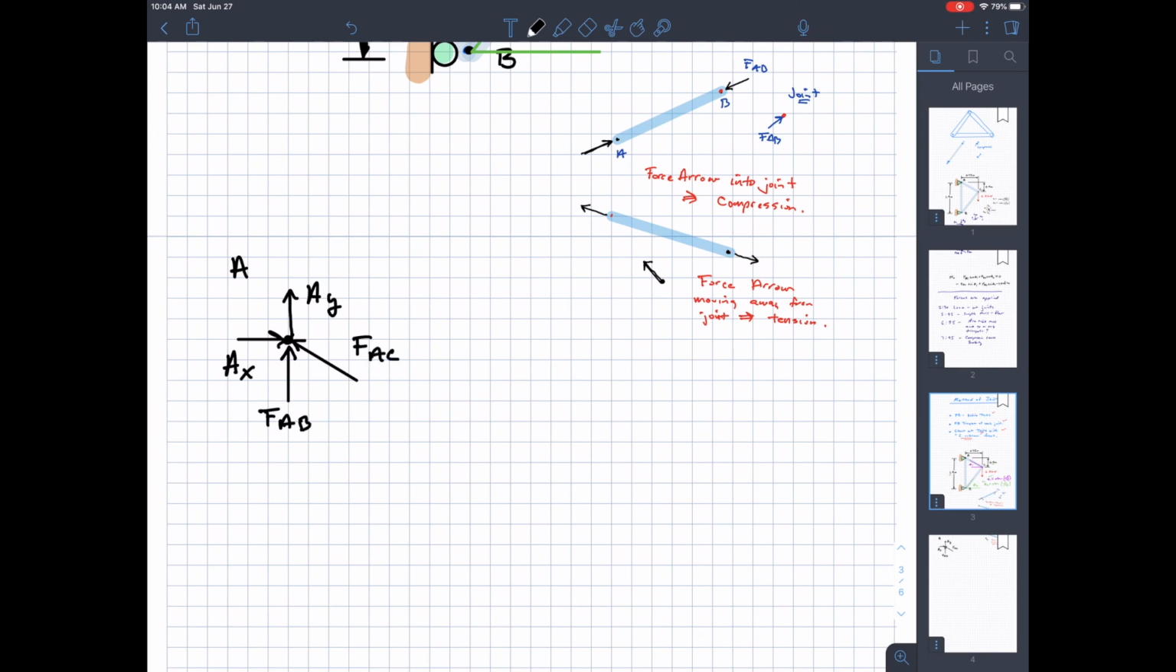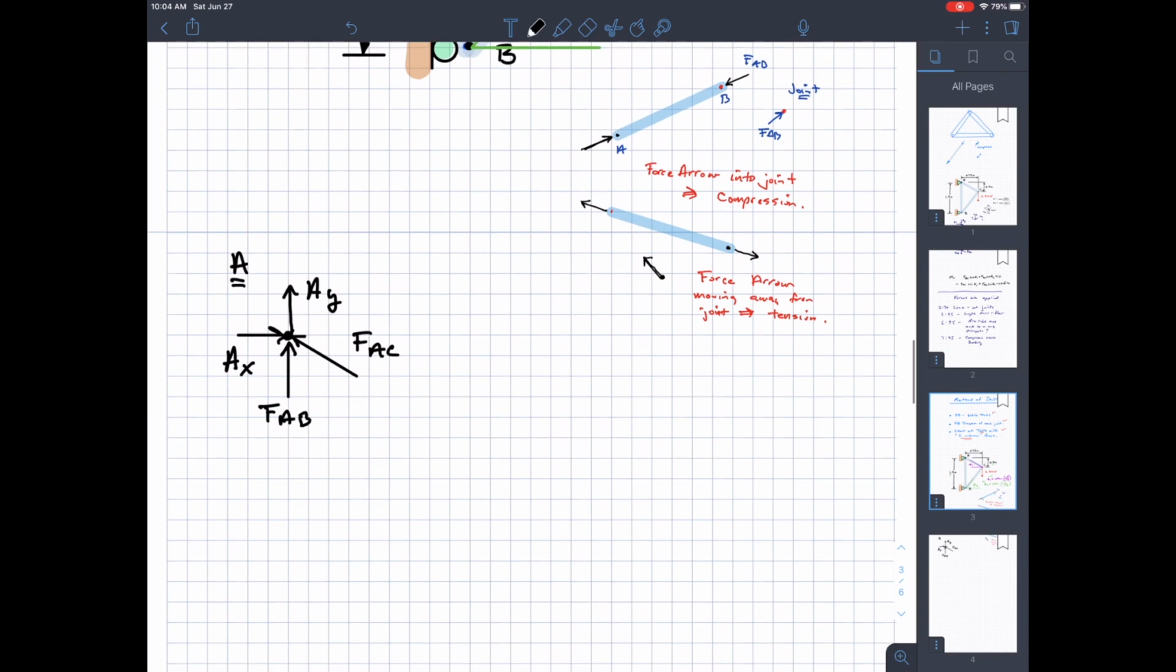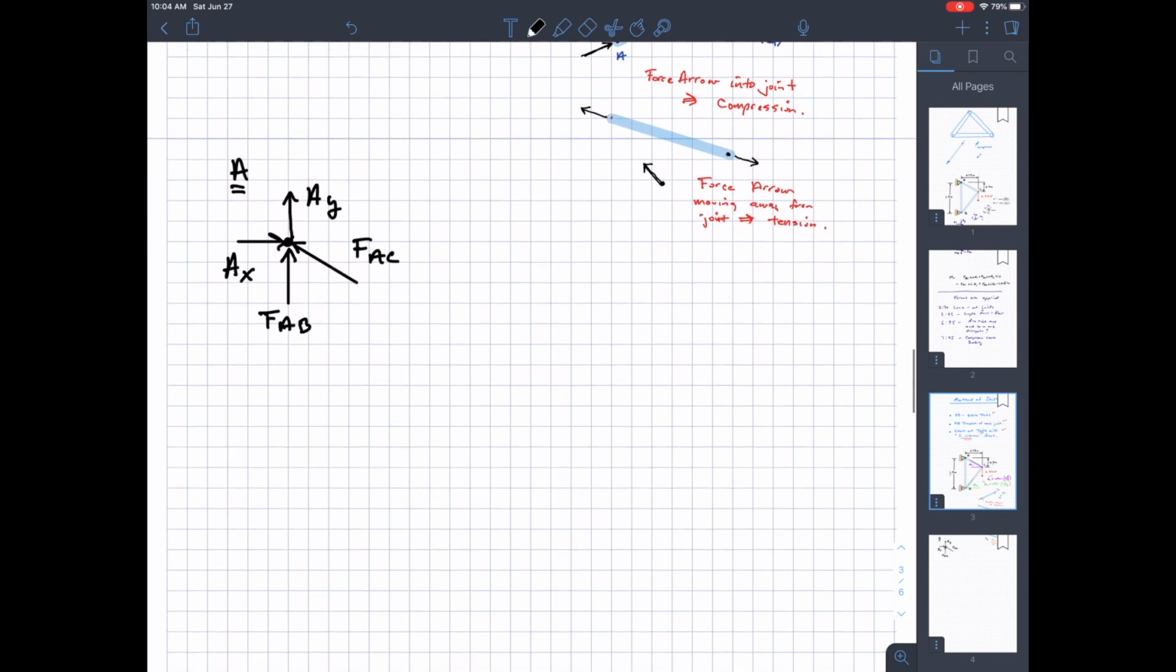All right, then I take a look at this and I thought, well, what do I know? I don't know any of these forces. I don't know FAC, I don't know FAB, I don't know AX, and I don't know AY. I can write two equations by resolving forces in the x direction and resolving forces in the y direction. Okay, two equations, four unknowns. Joint A is probably not the best place to start if I'm going to try to solve this problem. All right, so let's go to joint B.